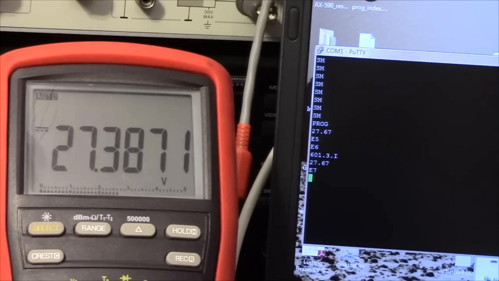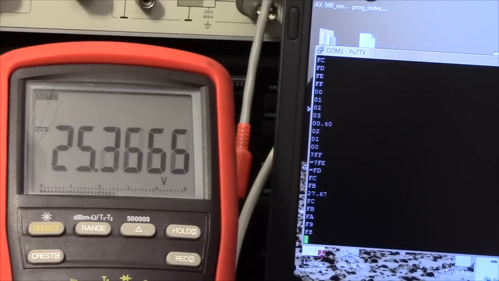just change the calibration level for the ADC until you get the voltage you want. But we want to adjust it until we get to about 27.2.